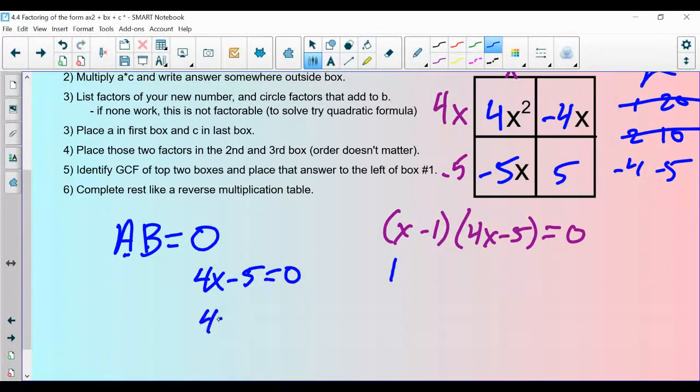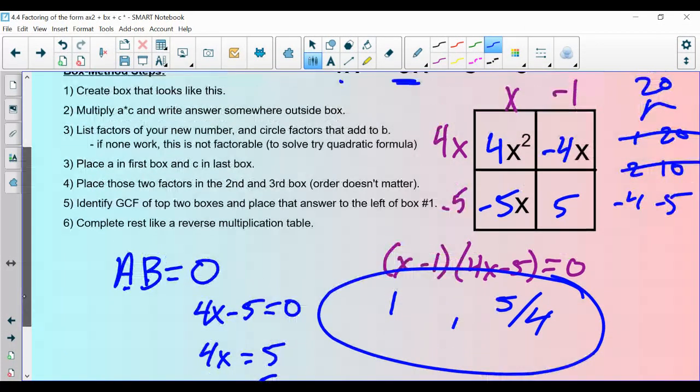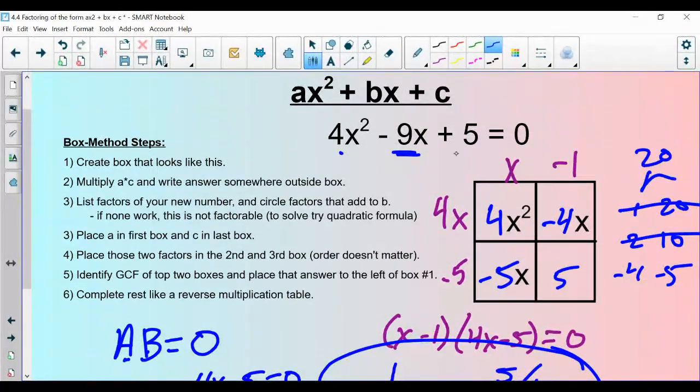Add 5, divide by 4, x equals 5/4. And so those are my two answers, 1 or 5/4. Either one of those, if I plug those in for x here, they would give me 0 out. So this is what it looks like if it's solving, and it'll be set equal to 0.